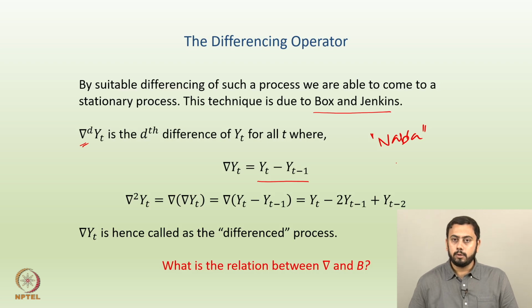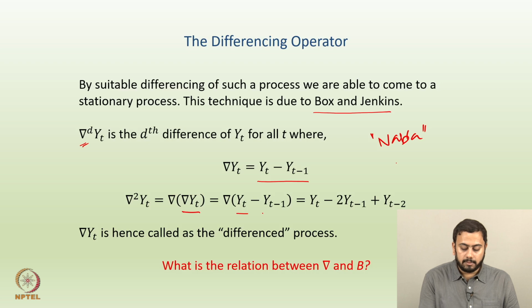So, we covered two operators: the backshift operator and the nabla operator. And again, as we saw earlier, one can keep on applying this nabla operator a number of times. So, let us say nabla square of yt. Nabla square of yt would be applying nabla twice, so nabla applied on nabla yt. By the way, this thing is nabla yt.